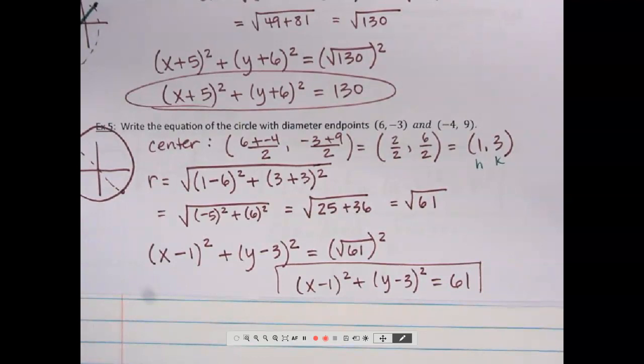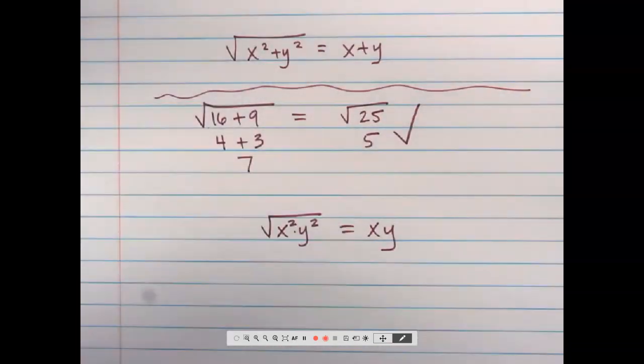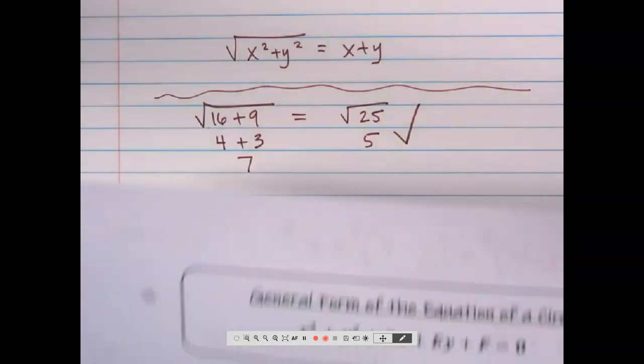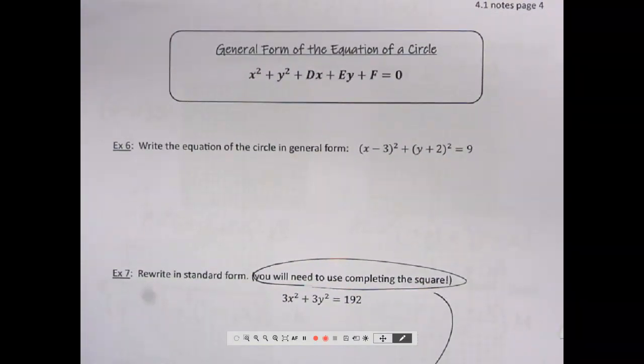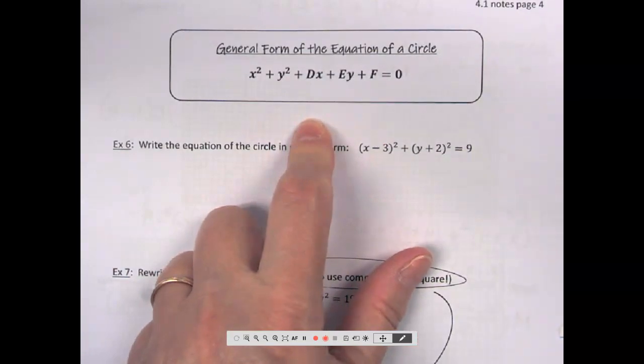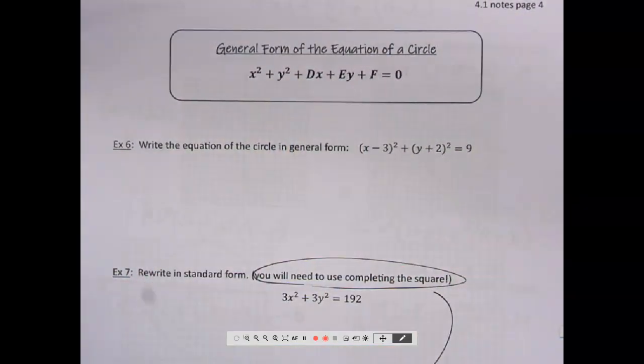Question? So far, so good? All right, last page. Oh my goodness, what is this? General form of the equation of a circle. Everything we've dealt with so far has been standard form. How is this different? What do you notice? Dx, dy, f. Yeah, there's a D and an E and an F. What the heck? What else is different?